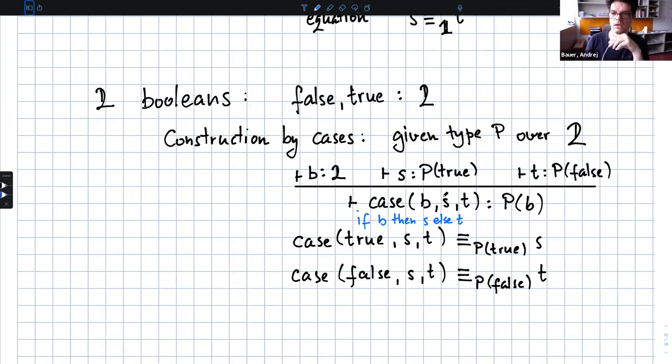So the case is then just, well, if true, then S else T is S, and if false, then S else T is T. So that's another kind of type that you can have.